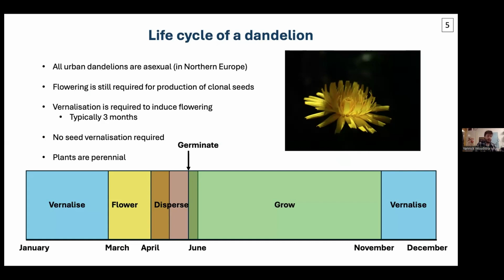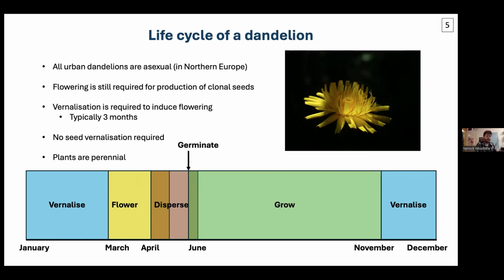It doesn't need fertilization to start germinating. And then if it lands on a suitable patch of soil, of course, because that is not guaranteed in an urban environment, it then has the whole summer to grow until the fertilization starts to kick in winter. And these plants are perennial, so they can reproduce several times in their life cycle.